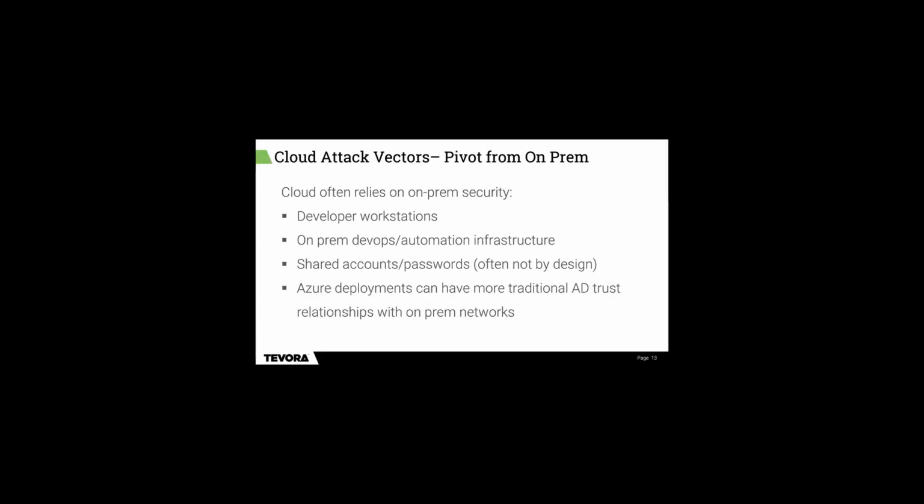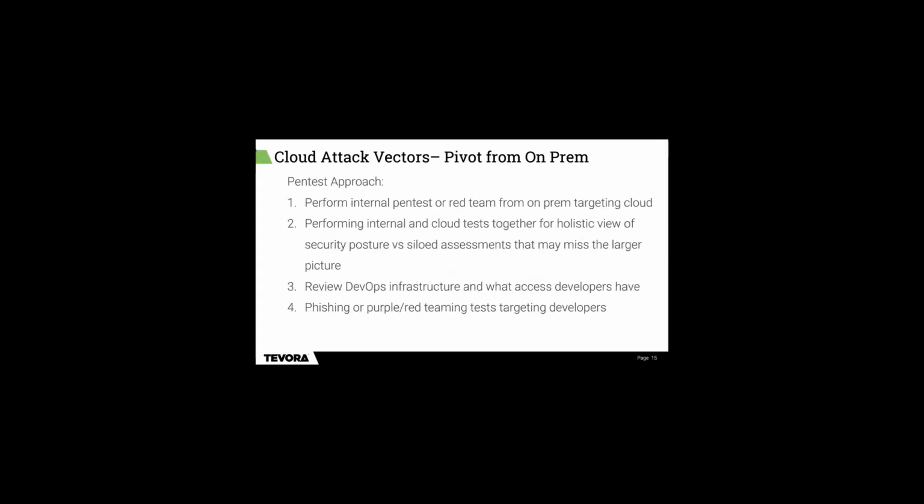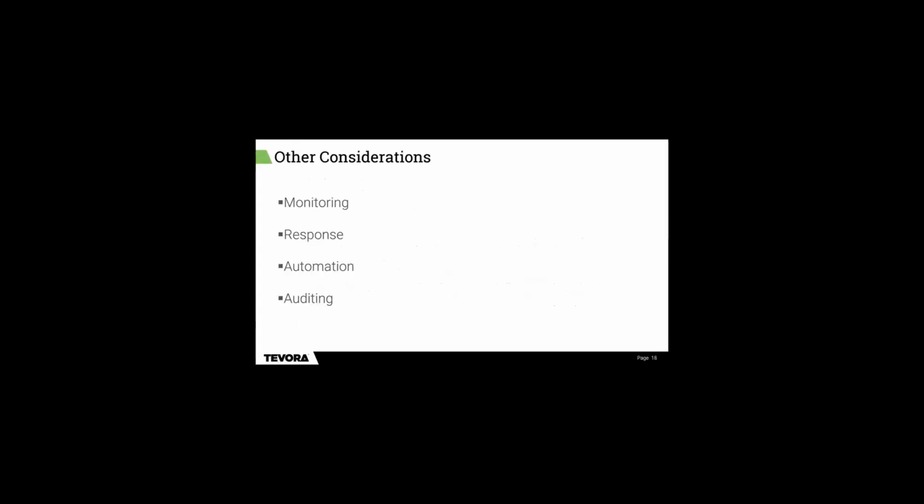Yeah, thanks, Kevin. Like Kevin mentioned, there are a lot of things on-prem, whether good or bad, that have an impact on the cloud infrastructure. And a lot of people think that they're isolated and there's no way you could pivot from on-prem over to the cloud.